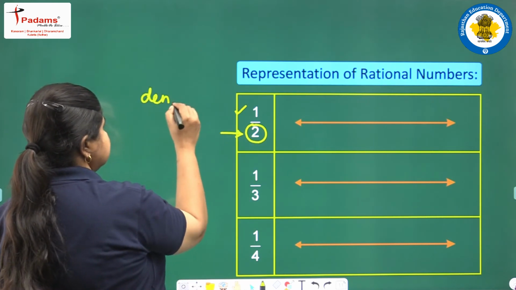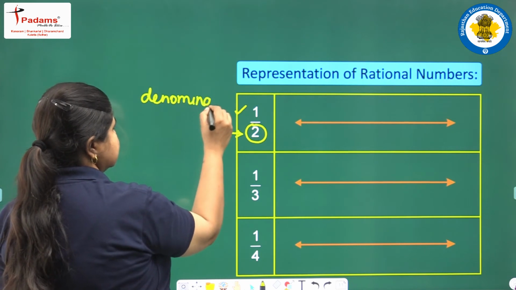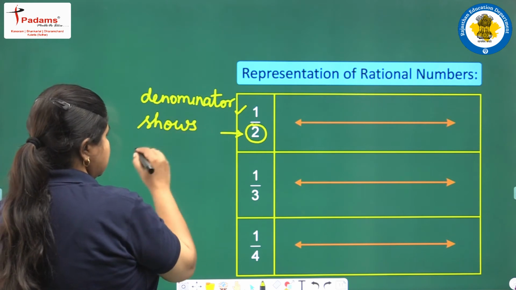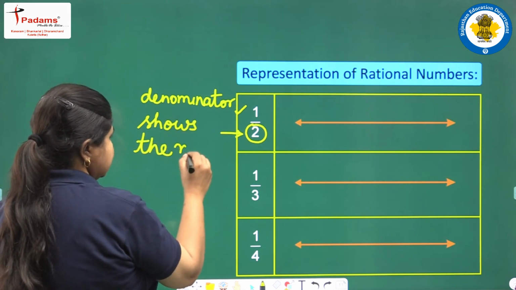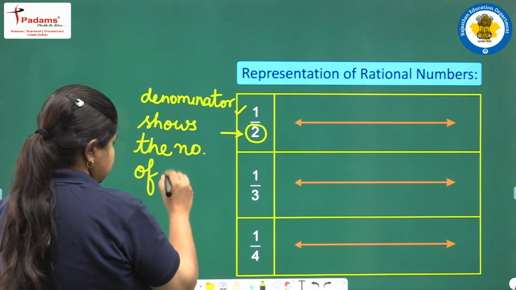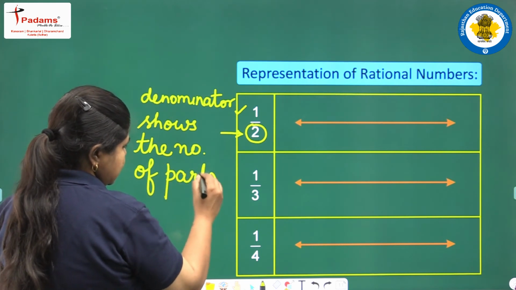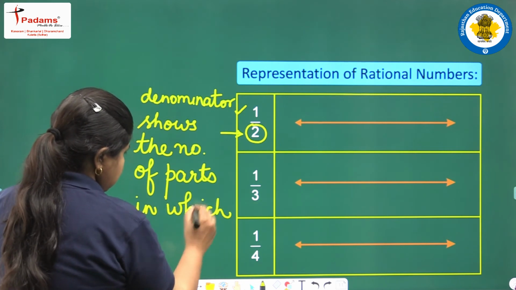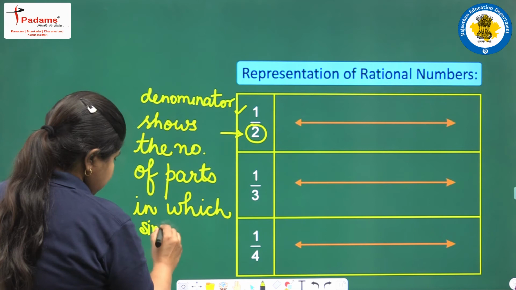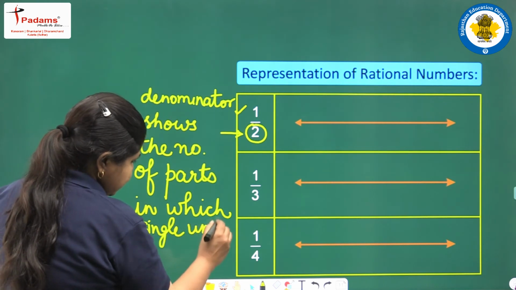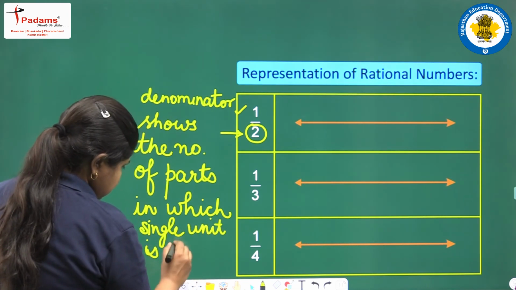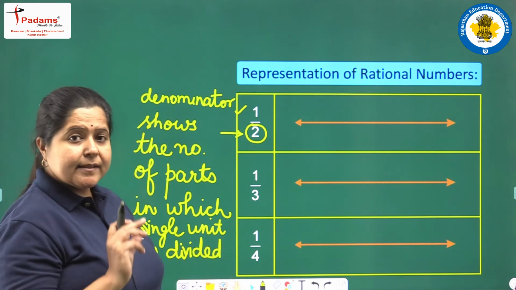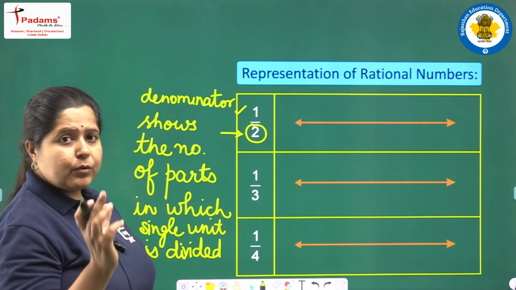Denominator shows the number of parts in which a single unit is divided. What does this mean? A single unit is 0 to 1, between 0 and 1.